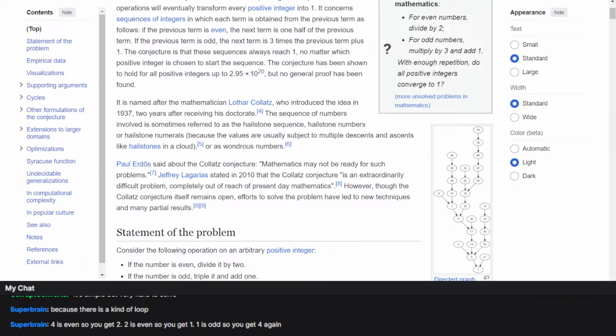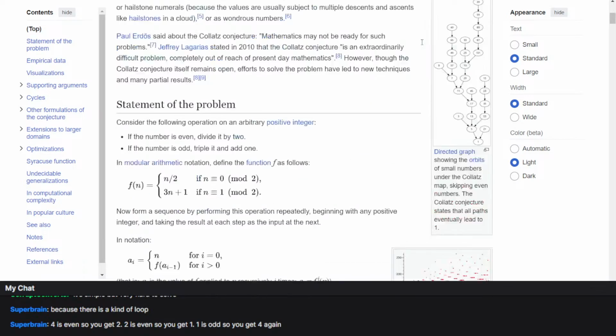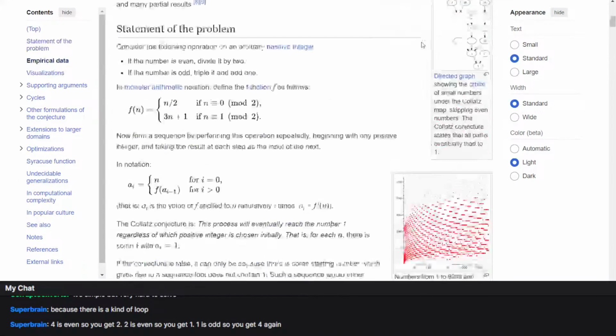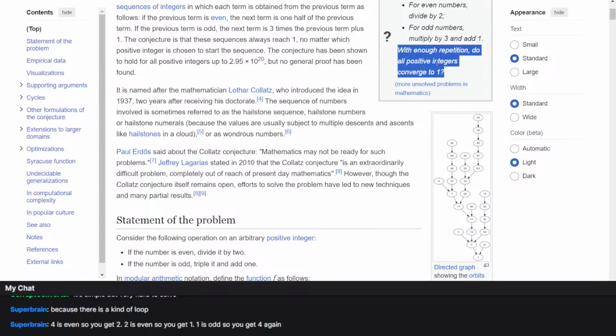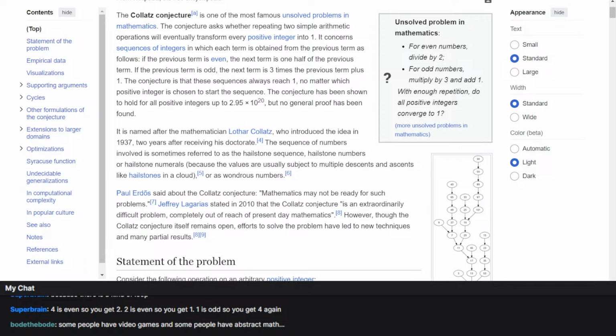Well, it is kind of deceptive. Kind of. But I guess the problem here is that no one can prove it false either. They can't find a solution, but no one's able to prove it as impossible either. And if you can't prove it as impossible, then it could be true. Bode says some people have video games and some people have abstract math.